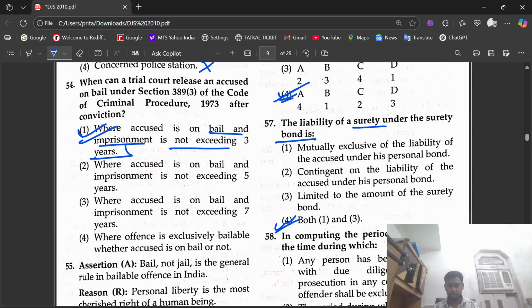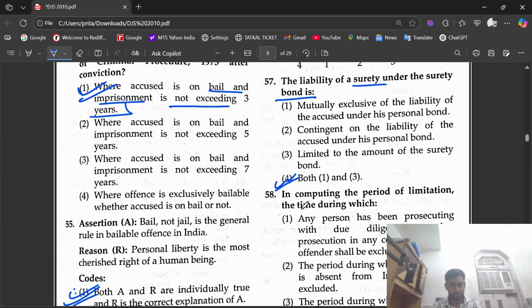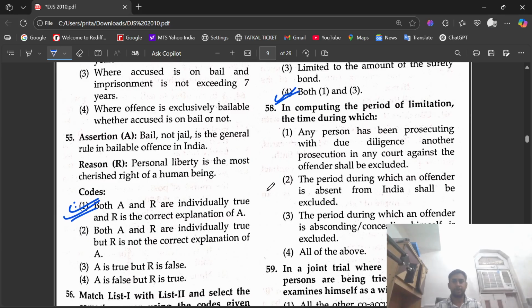Question number 58. In computing the period of limitation, the time during which any person has been prosecuting with due diligence another prosecution in any court against the offender shall be excluded. The period during which an offender is absent from India shall be excluded. The period during which an offender is absconding or concealing himself is excluded. The right option is option 4, that is all of the above.